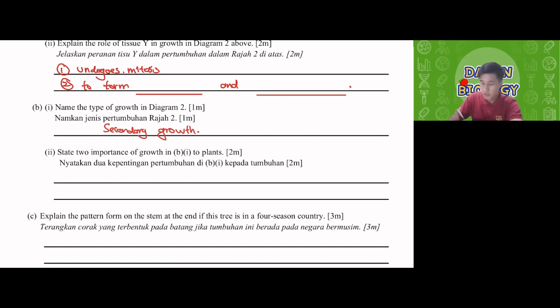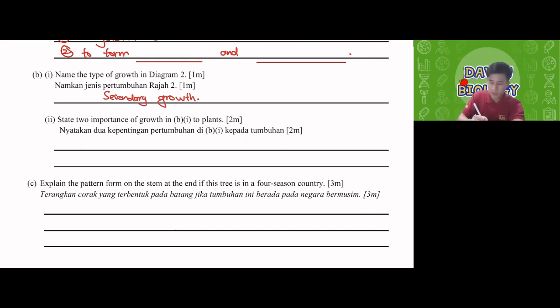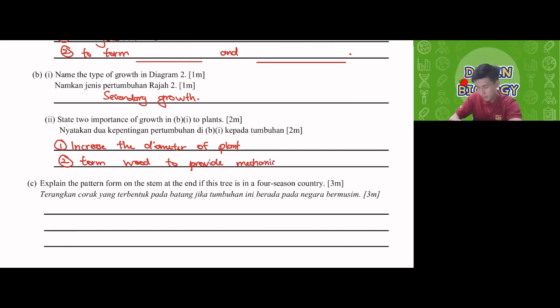Now, two importance of the growth in B1 to plants. So, what's the importance of secondary growth? Secondary growth has two importance, right? So number one, the default one, yes, increase the diameter of the plant. Some more? Form what? Provide mechanical support. Okay, yeah, mechanical support. So you can see it forms wood, to provide mechanical support. And we explained a bit. So wood is the one that makes it strong, basically.